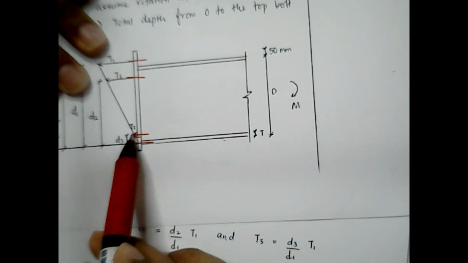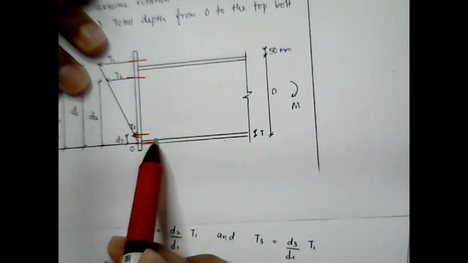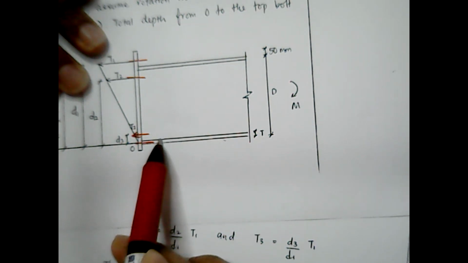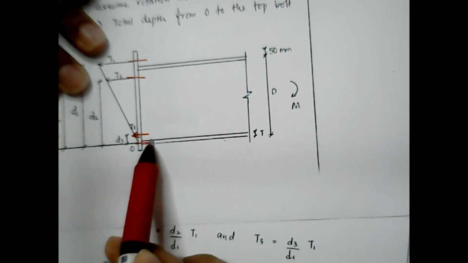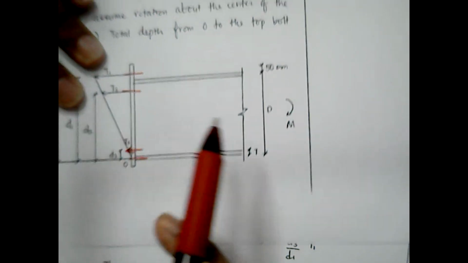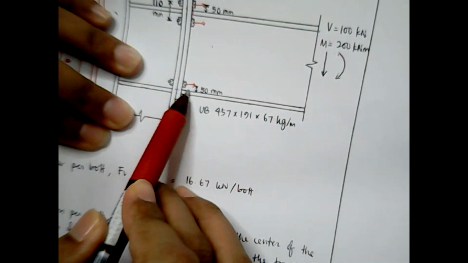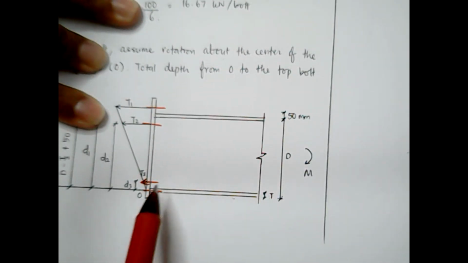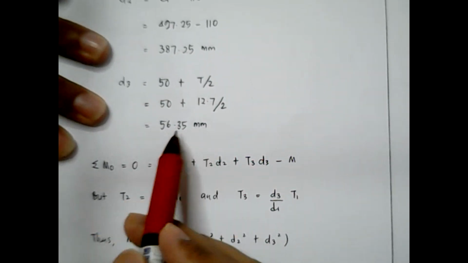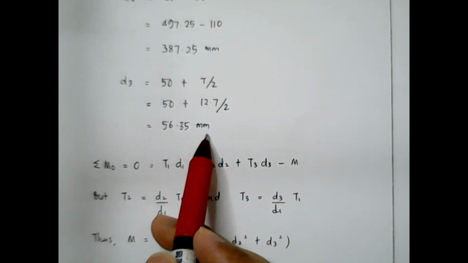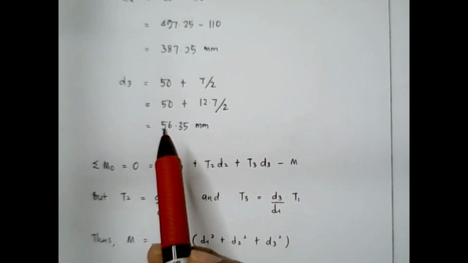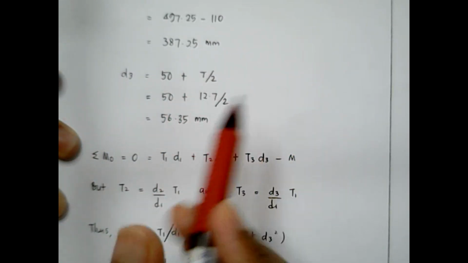The distance from the center of the bottom flange to the bolt is 50 mm, as you can see here, 50 mm, plus T over 2, because it is from the center of the bottom flange, T over 2. That's why you have 56.35 millimeter.